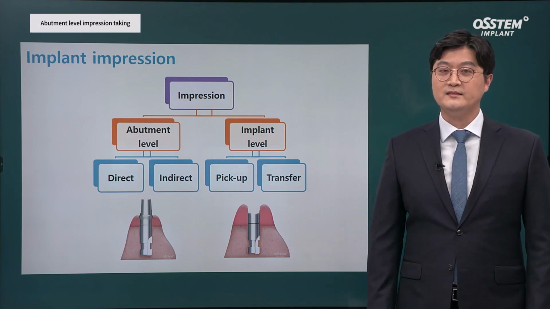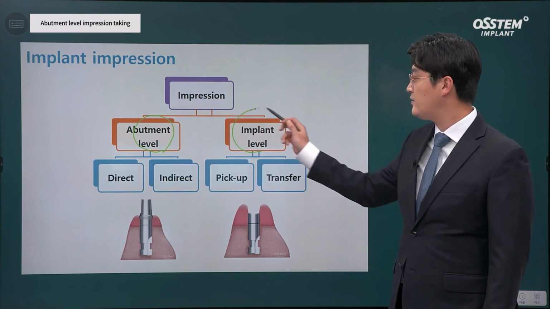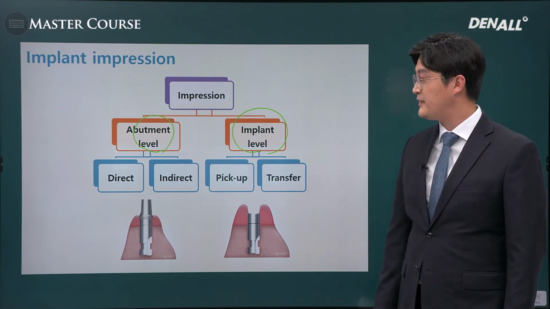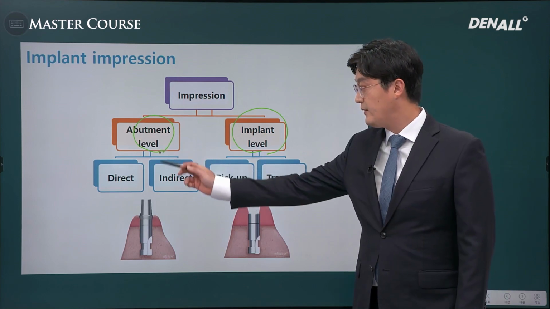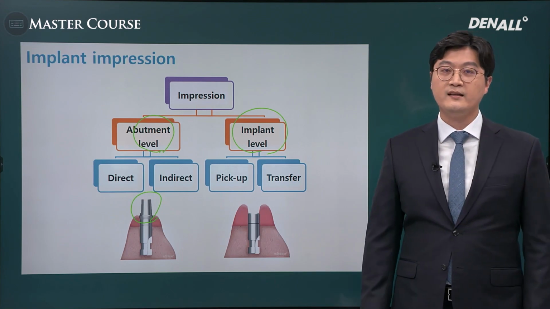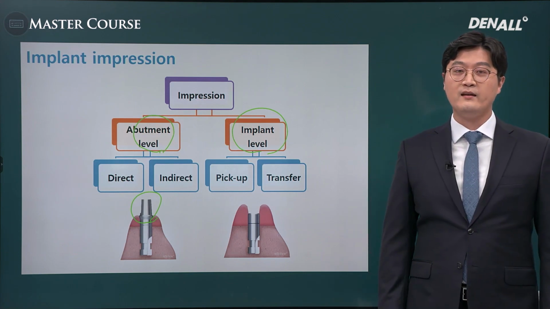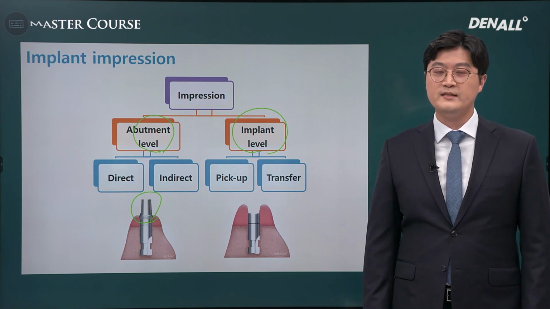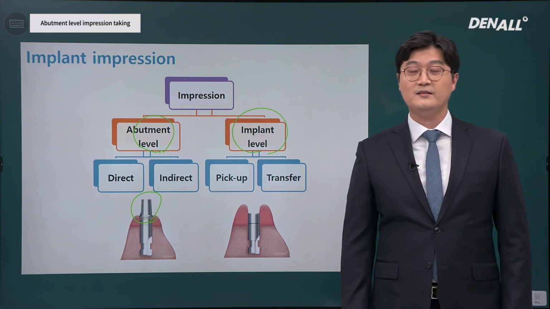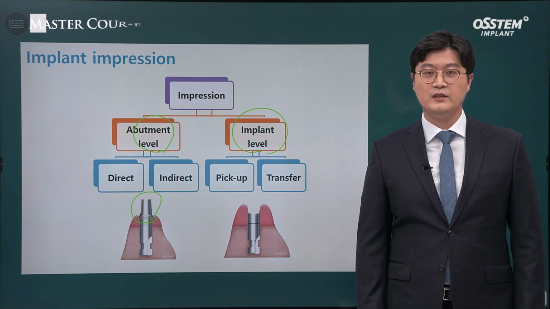Implant impression can be divided into two: abutment level and implant level. Today, I'm going to talk about abutment level impression taking. A direct impression can be taken after a stock abutment is connected or installed in the mouth. Or, for indirect impression taking, a stock abutment is connected and a stock impression plastic cap is connected to the abutment before the impression is taken, and the plastic cap would be included in the impression. There are two implant level impressions: pickup and transfer.